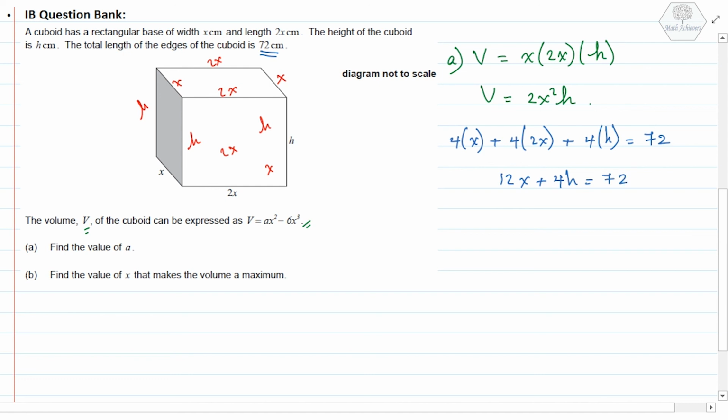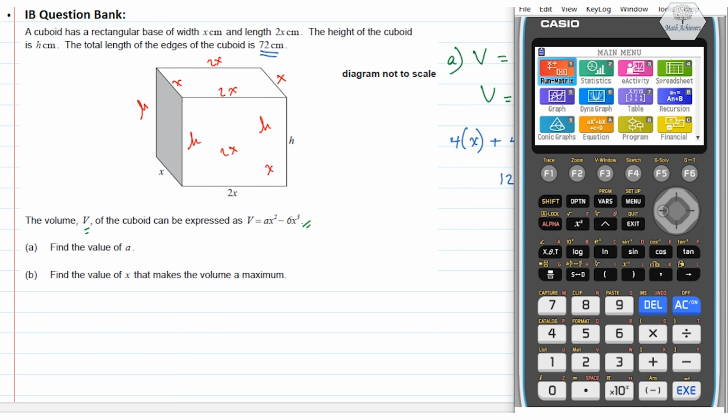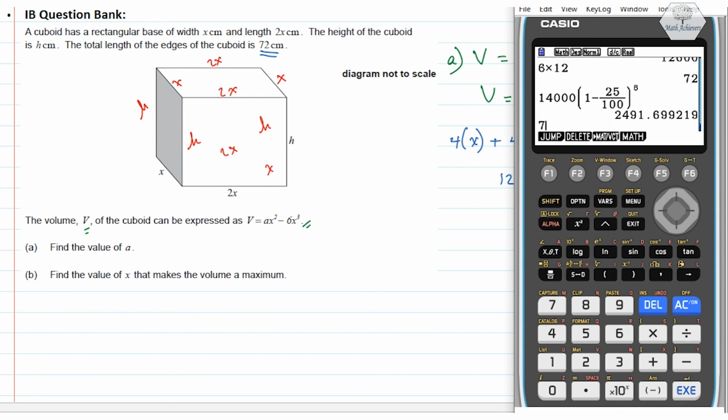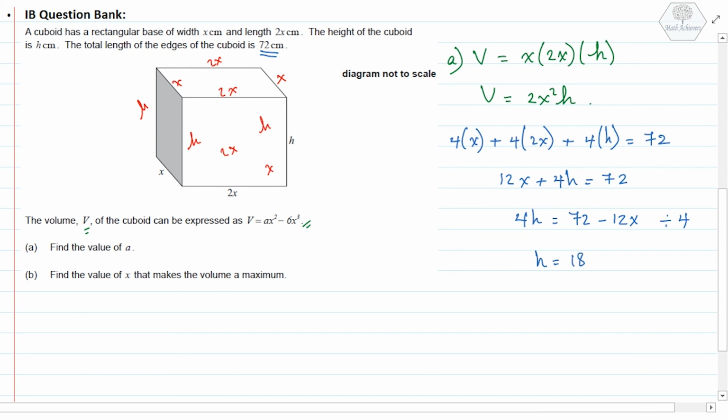Let's now make h the subject of the formula. I have 4h to be equal to 72 minus 12x. Now to make h the subject of the formula, I have to divide both sides by 4, having h to be equal to 72 divided by 4. I go to the run matrix. I'll use 72 divided by 4, and this is equal to 18, minus 12 divided by 4, 3x.